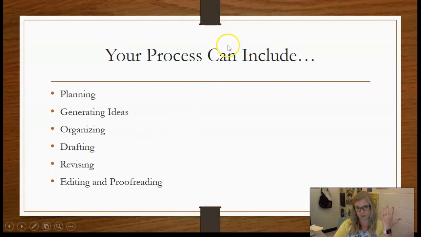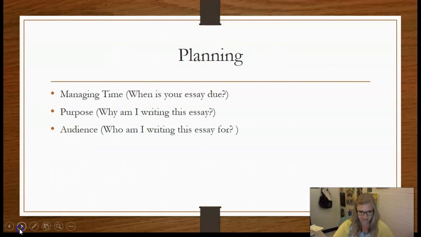And that's why I said the process can include planning your essay, generating ideas, that's where you come up with things, organizing. I'm a big fan of the organizing part, drafting, some of my students really don't like that part, revising, and editing. So those are the things that we're going to talk about. And we're going to take a brief stop to talk about just little parts of essays too.